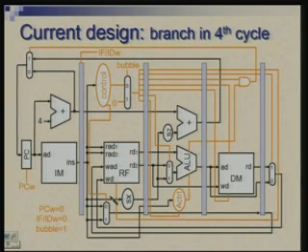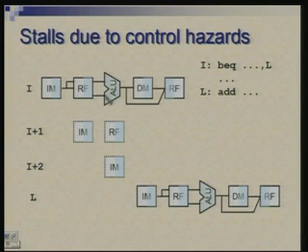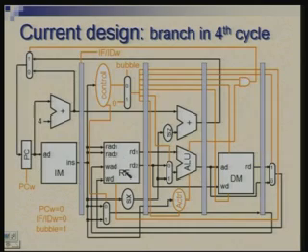So, here is the data path and controller which we have designed so far. Now, there is one thing which we need to notice here: the way we have designed it, the branch will take place in the fourth cycle, unlike what we expected. We thought that the condition is getting tested in the ALU and the next instruction can be fetched in this cycle.